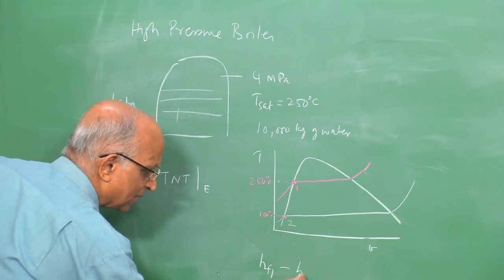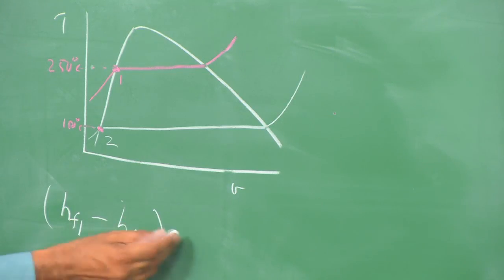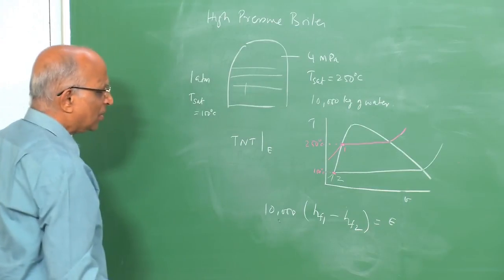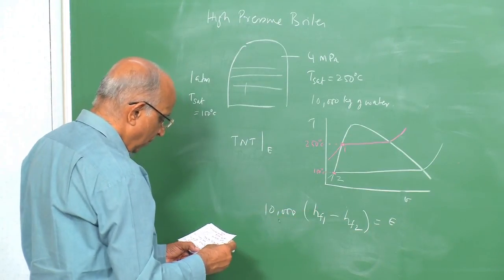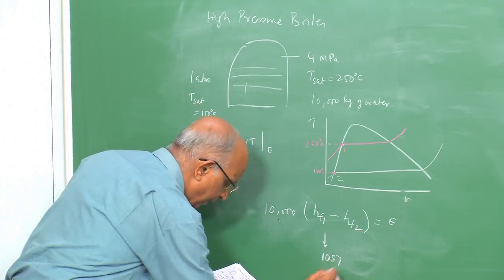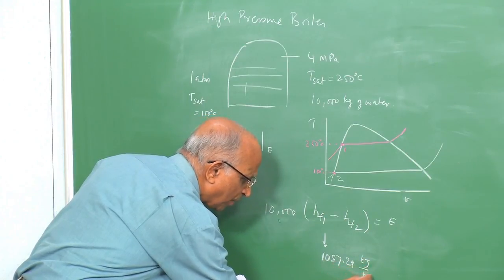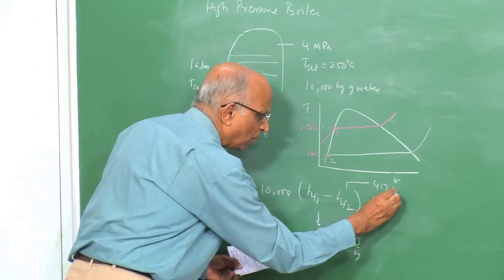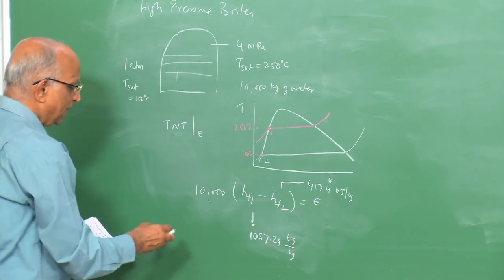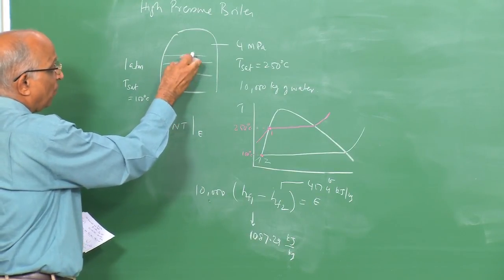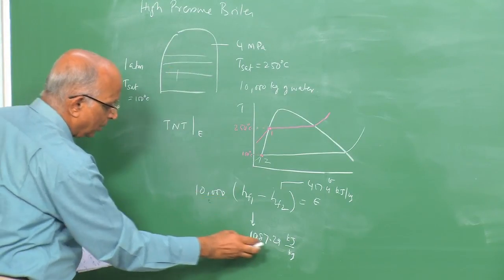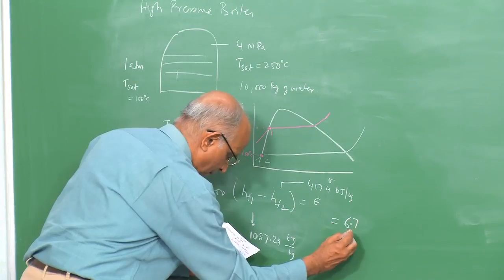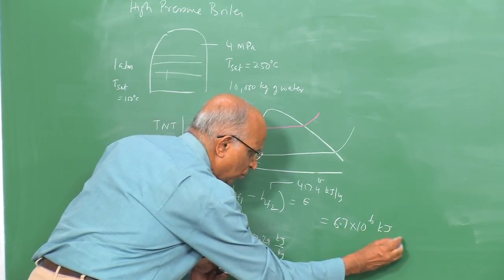This, let us say, is state 2, minus HF2 for water. This is in kilojoules per kilogram, into something like 10,000 kilograms. This is the total energy which is available. We immediately look up the steam tables. We find HF1 is equal to 1087.29 kilojoules per kilogram. The value of HF2 corresponding to atmospheric pressure for water is 417.4 kilojoules per kilogram. Therefore, the energy released when this water flash evaporates, or when the boiler bursts, is equal to 10,000 into 1087.29 minus 417.4, and this comes out to be 6.7 into 10 to the power 6 kilojoules.